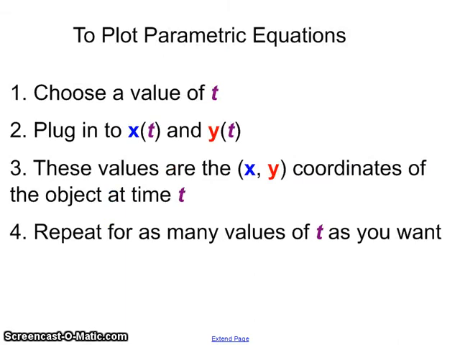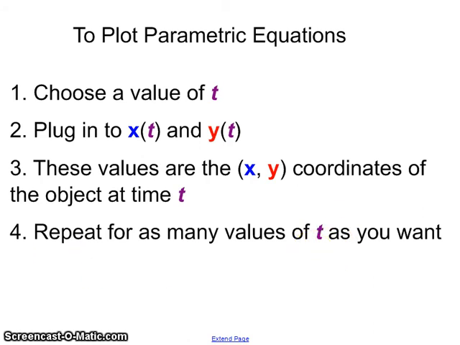Okay, so let's just review once again. To plot parametric equations, we're going to choose a value of t, and then we're going to plug that value into the x equation, and we're going to plug it into the y equation. That's going to give us two numbers, x and y. That becomes the coordinates of the point. Where is that object at that time t? And then we'll do that for as many values of t as we're given.